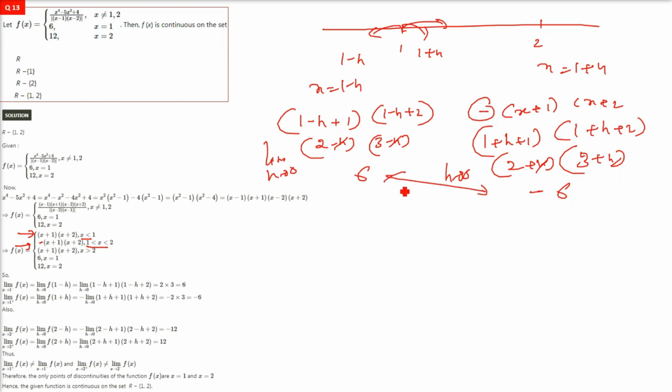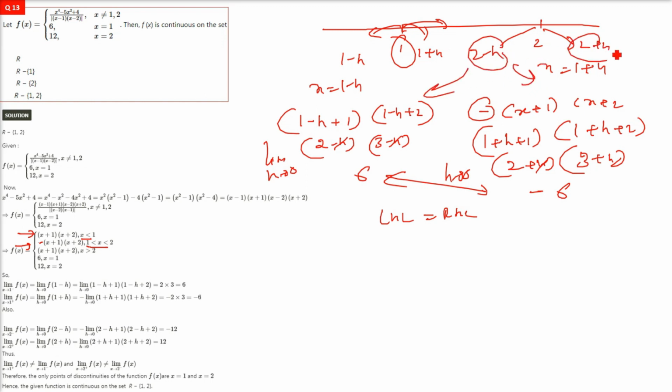So 6 and negative 6 are not equal. So the left hand limit and right hand limit are not equal. So you can very well say that in this case the values are not matching. So the function is not continuous at 1. Same thing you have to do for 2.